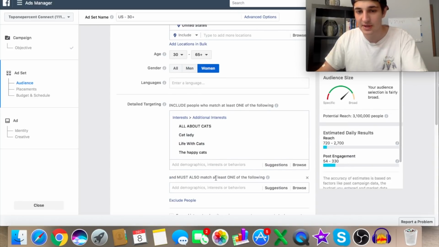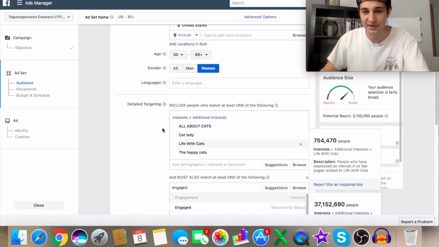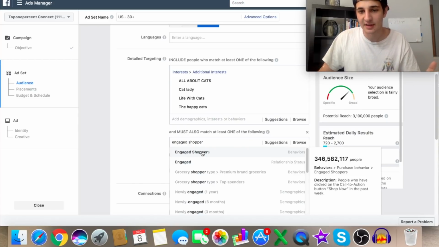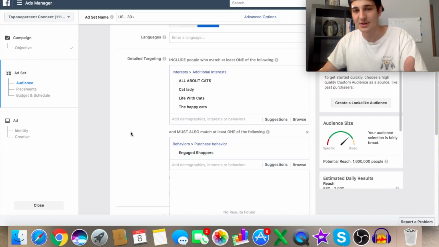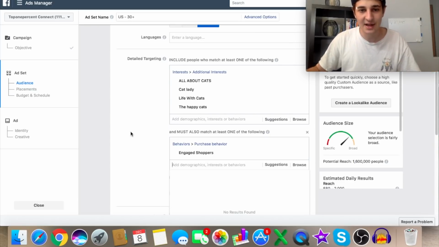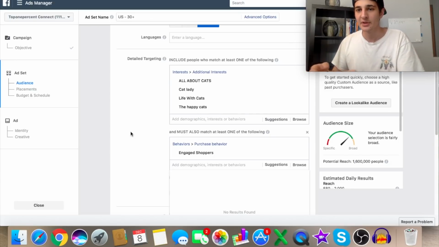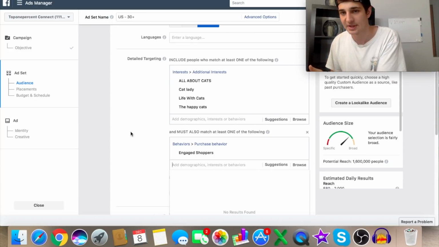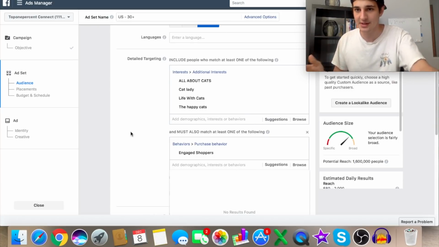But now we're going to narrow the audience to engaged shoppers, okay? What this does is target people that have purchased something in the past certain amount of days. So we'll click that. Basically what I just did was target all of these cat pages: All About Cats, Cat Lady, Life with Cats, Happy Cats. Then I narrowed it down to engaged shoppers. So this ad would only be shown to people that have recently purchased something in the past 15 or 30 days, but who are also interested in those 4 pages that I tagged so far.